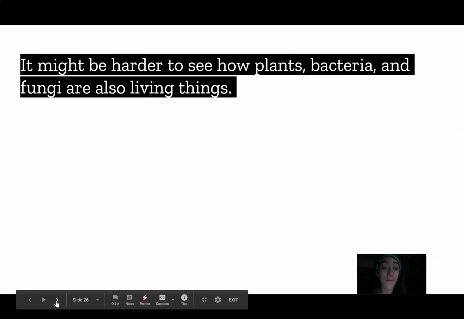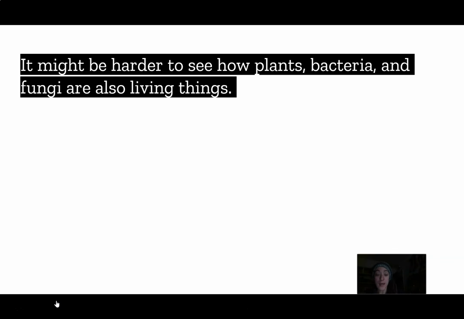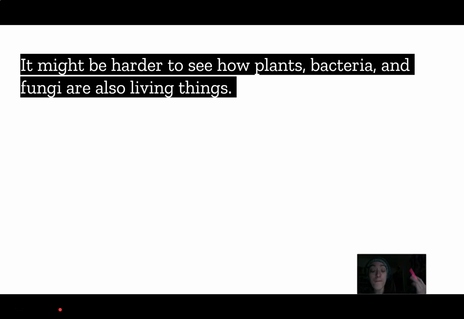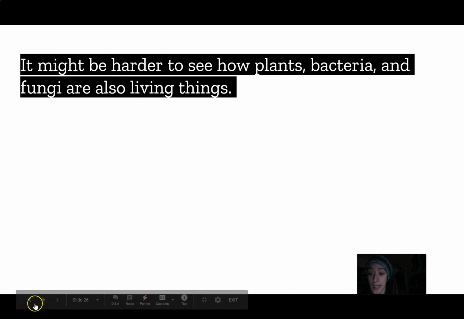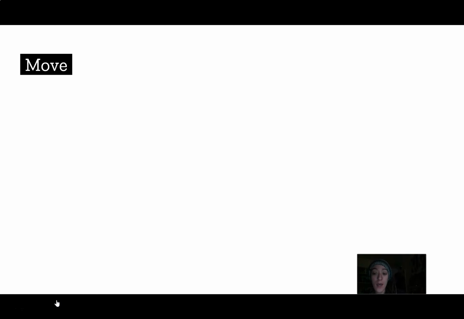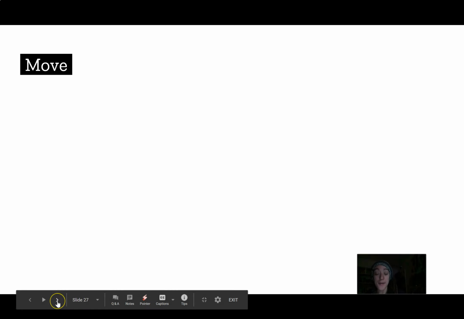So it's really obvious that humans are living things. It's obvious to us. And I also think it's obvious to see how animals are living things. But sometimes it's hard to see how plants and bacteria and fungi fit into all of these categories of MRSGREN. So let me give you some examples of how plants and fungi and bacteria are fitting into these categories. Okay, so M stands for move.